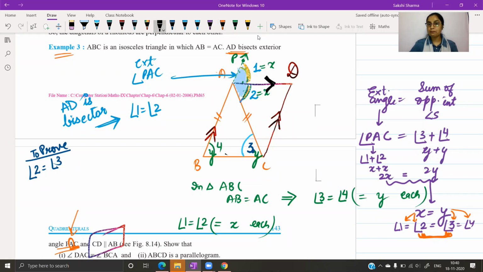That will make AD parallel to BC because alternate interior angles are equal. You can see these two sides, the transversal is this one. So 2 and 3 are equal, your alternate interior angles are equal. That would make AD parallel to BC. And now going back to the quadrilateral ABCD, both pairs of opposite sides are parallel. One pair was given, one pair I proved, and hence this quadrilateral is a parallelogram.